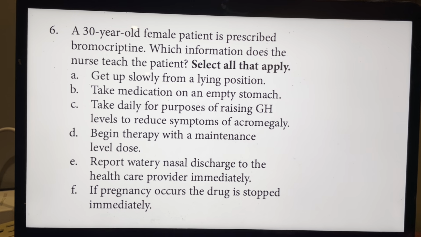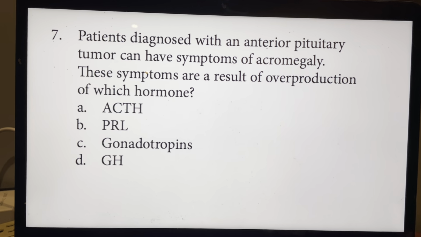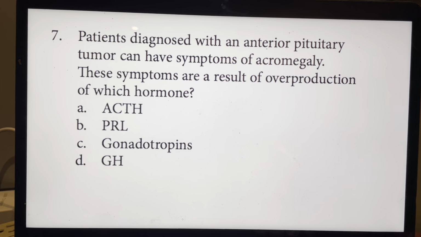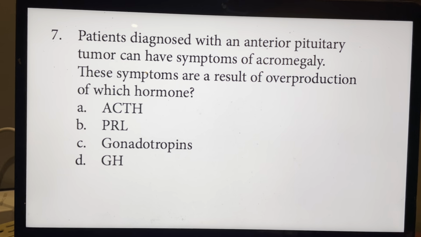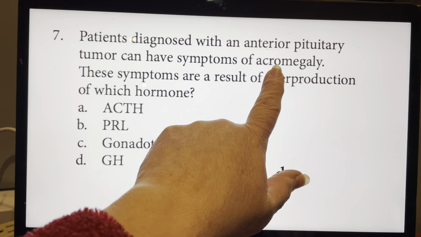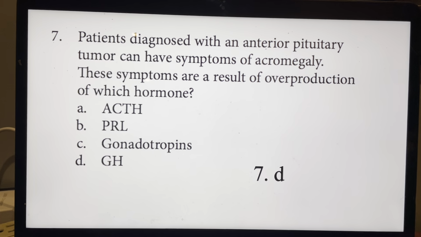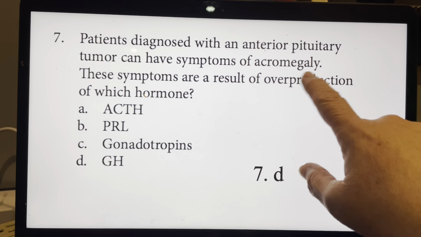A 30-year-old female patient is, we don't use that anymore, my bad. A patient diagnosed with an anterior pituitary tumor can have symptoms of acromegaly. The symptoms are a result of overproduction of which hormone? I ain't going to tell you nothing yet. ACTH, prolactin, gonadotropins, or growth hormone? Yeah, it's growth hormone. Acromegaly. Acro means your exterior arm, hands, and feet. Megaly means them suckers is big.